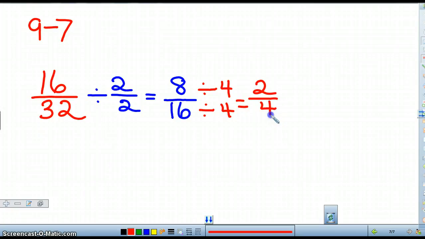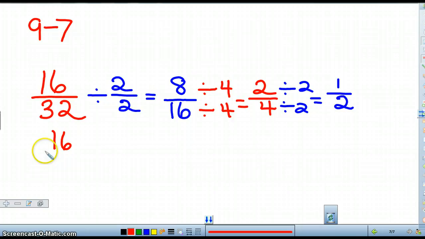I get 2/4. 2 is not prime, 4 is not prime. Common factor, Hadley? Oh, divide by 2. Divide top and bottom yet by 2. I will get 1/2. 1/2 is my answer. I cannot reduce 1 any further. It is prime. 2 is a prime number. We're done.